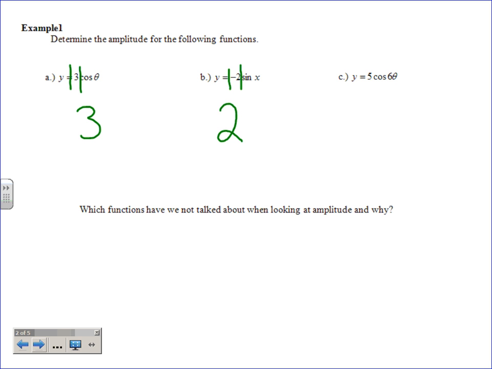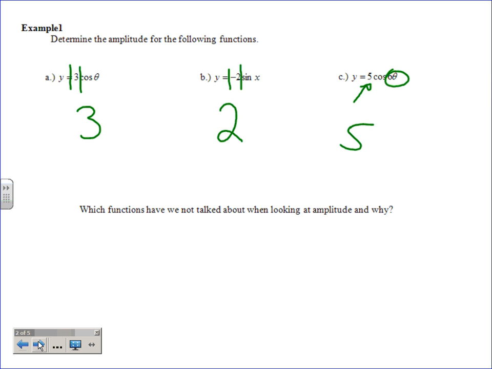Well, what do you do for C? Do you multiply the 5 and the 6 and make it 30? Or, yeah, just look at the 5. I never said anything about these numbers yet. All I said was look out front. So again, the amplitude is 5. Again, could it be, say, a 4th? Yeah.